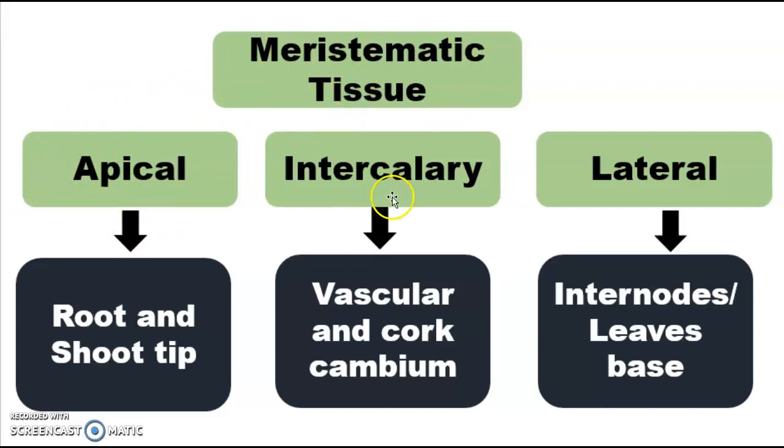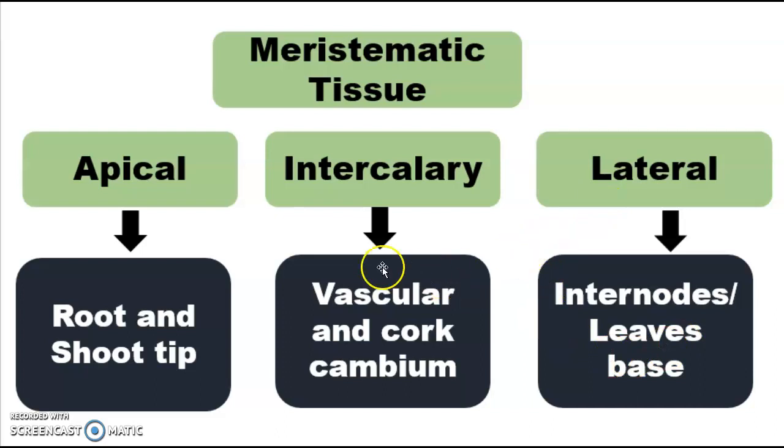One is apical, other one is intercalary, and third one is lateral. Now, apical meristem is present or located at the root and shoot tips. Clear? And intercalary meristem, that is present on vascular and cork cambium. And third one is lateral. They are present in internodes and leaves bases, especially in monocotyledon.